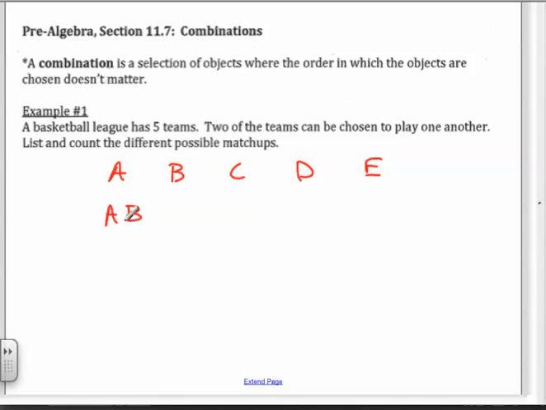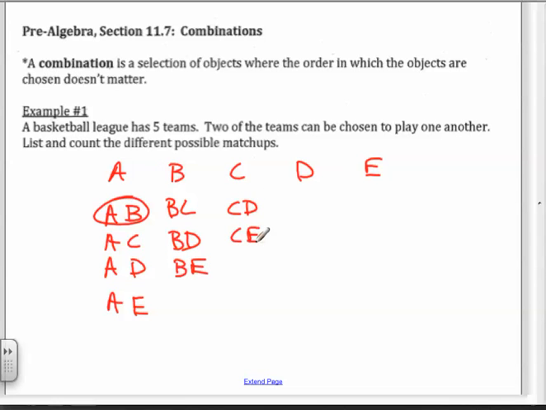So A could play B, or A could play C, or A could play D, or A could play E. Now, do I need to say B could play A? No, I've already said that. It doesn't matter what order they come in. So it's B plays C, B could play D, B could play E. Okay. C could play D, C could play E, and then D could play E. That's it. 4 plus 3 is 7, plus 2 is 9, plus 1 is 10 possible matchups.